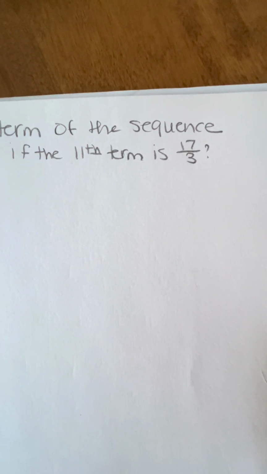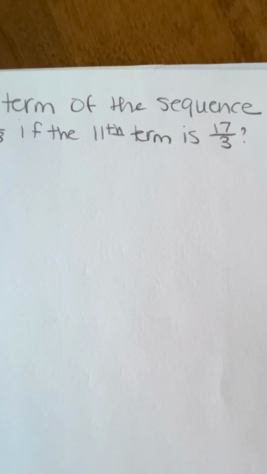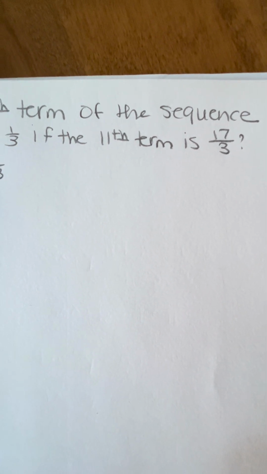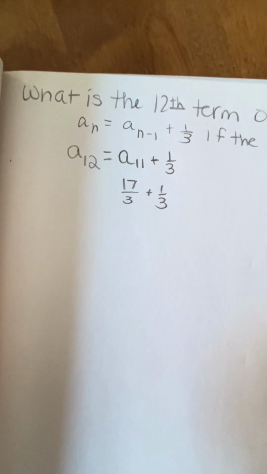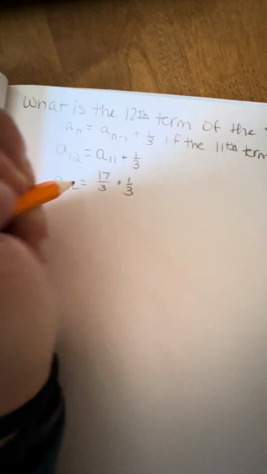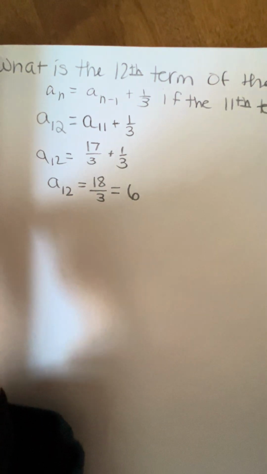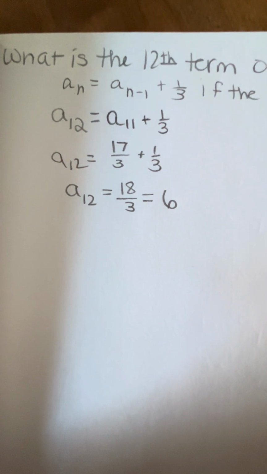Now we are told the 11th term. We do need to know what the term prior to it is in order to figure out the next term when we're doing recursive. So that is the 11th term, 17/3. So I'm just going to replace that here. And if I add 17/3 and 1/3 together, I'm going to end up with a sub 12 being 18/3, and hopefully you reduce it. 18 divided by 3 equals 6. So our 12th term in the sequence would be the number 6.